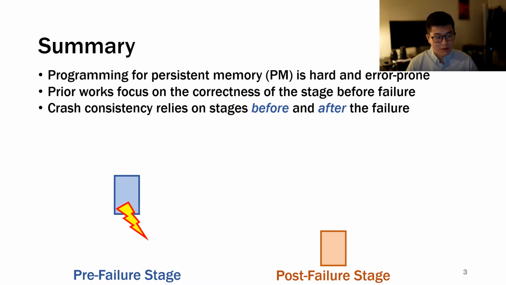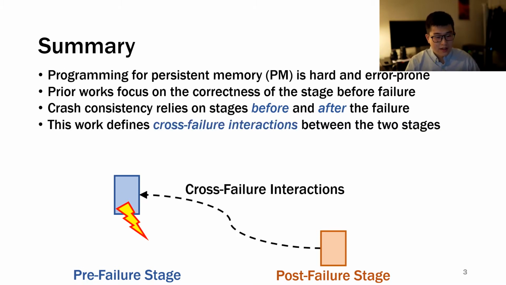However, in this work, we found that crash consistency actually relies on the stage both before and after failure. And there's an interaction across the two stages. For example, the post-failure stage, the stage after failure, may need to read from some log to perform the rollback, or read from a checkpoint to overwrite the existing incomplete updates. And those interactions, if they are incorrect, then the recovery is not done properly.